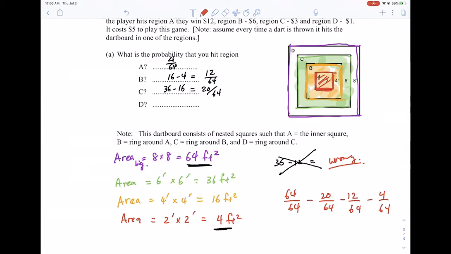What is that? 32 minus, is that 28? Might be actually easier to do it the other way. 64 minus 36, yeah, 28 out of 64 will be our probability for region D. Okay. All right, so let's all make sure we have those values.